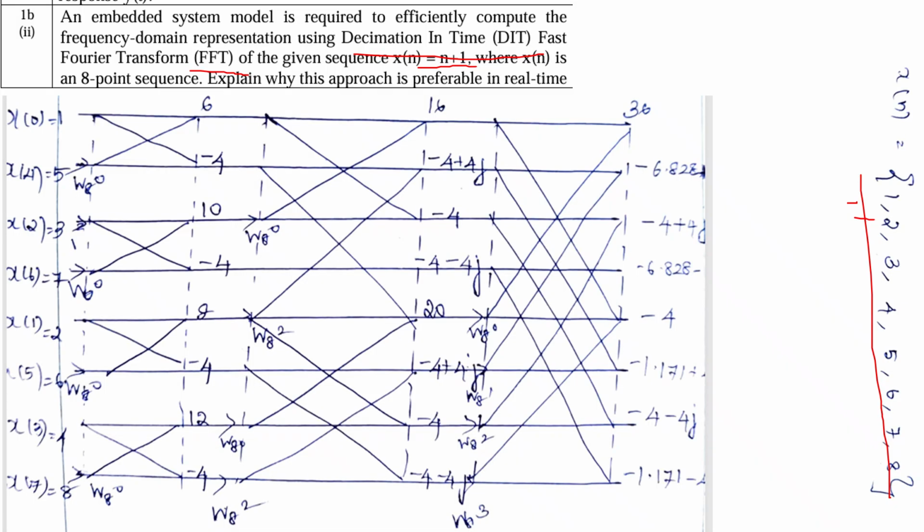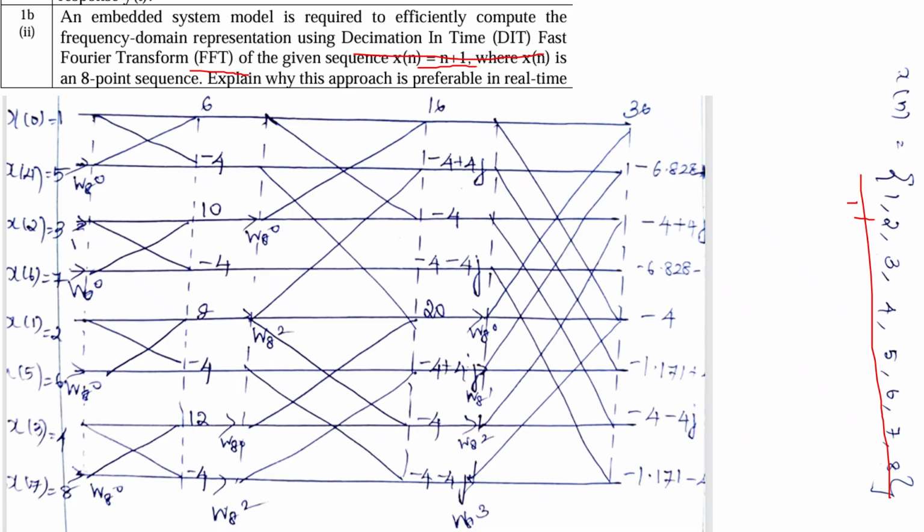Here, the question is related to the decimation in time, DIT FFT, fast Fourier transform, right? The sequence is given, x[n] is equal to 1, 2, 3, 4, 5, 6, 7, 8, as it is given n plus 1, where n is 0 for the first, 1 for the second, 2, 3, 4, like that. Okay, so you will get this sequence. Now you have to convert this sequence into the DIT. So how will you convert?